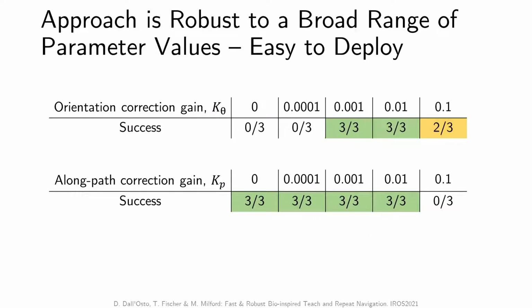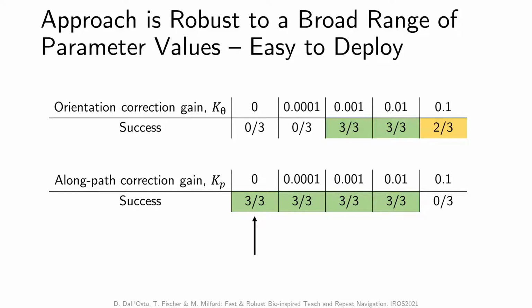We also tested the performance of the system while varying the two correction gain parameters to assess how much tuning was needed to deploy this approach to a new robot. Overall, both key parameters have a range of at least an order of magnitude over which system performance is reliable, meaning extensive parameter tuning is not required. The default value of 100th was kept for all experiments.